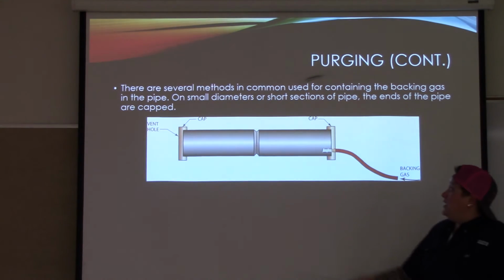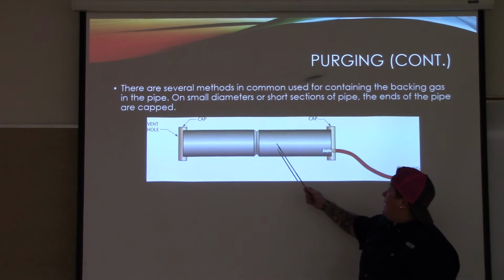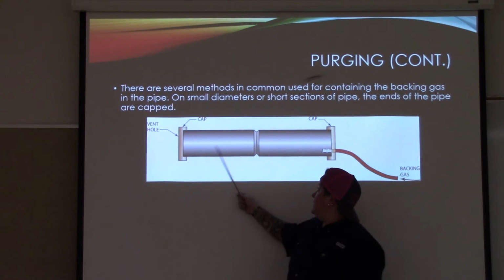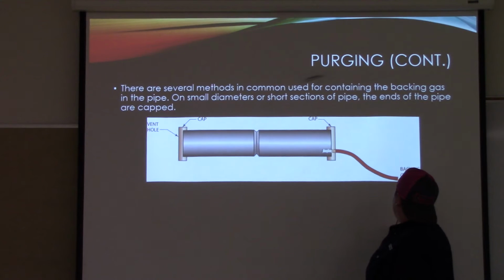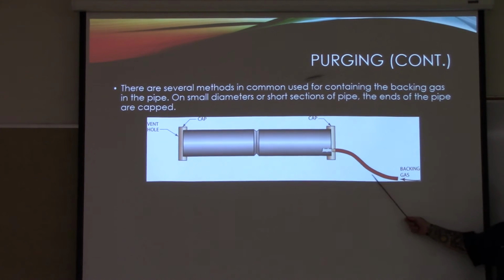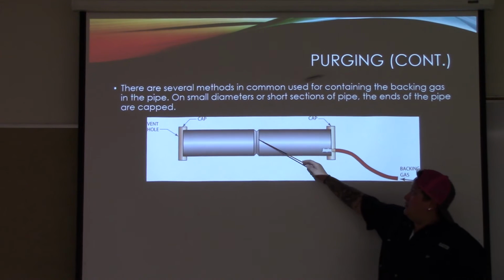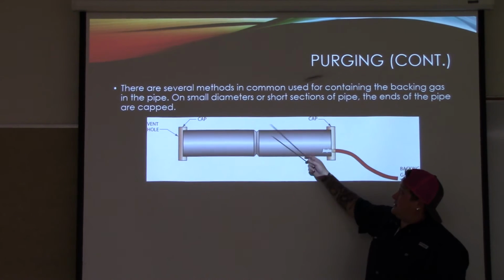Purging continued. There are several methods in common use for containing the backing gas in the pipe. On small diameter pipes or short sections of pipe, the ends of the pipe are capped. So as you can see, here's your pipe, here's the caps on both ends. And then you have your backing gas hooked up to a hose that would be going into your pipe, okay? And then where you're not welding, it would be taped off with some type of tape, just so that gas isn't escaping from there.